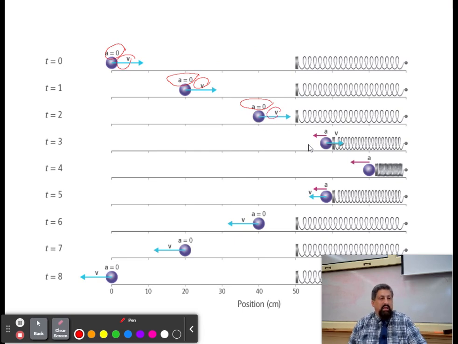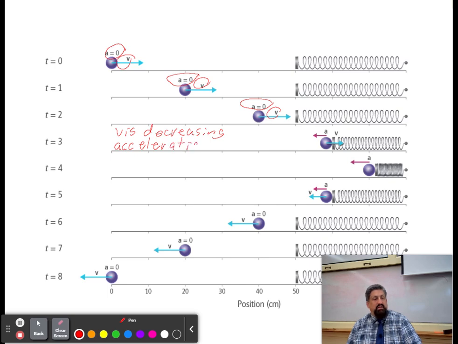Well, when the ball hits the spring, the spring slows it down. So what does that mean? How do we describe that? We can say that its velocity is decreasing. And we can say that the acceleration is in which direction? We no longer have a 0 acceleration. We can say the acceleration is to the left.